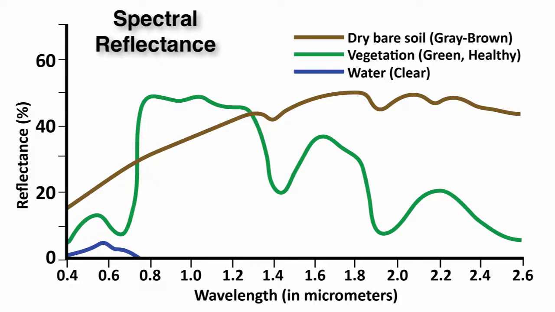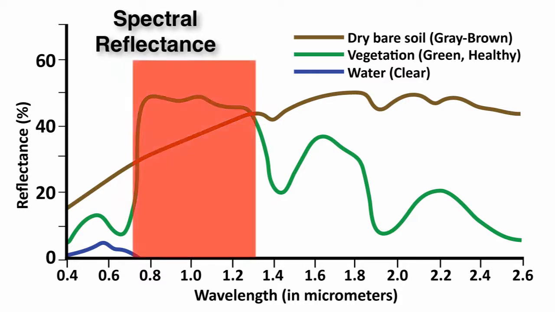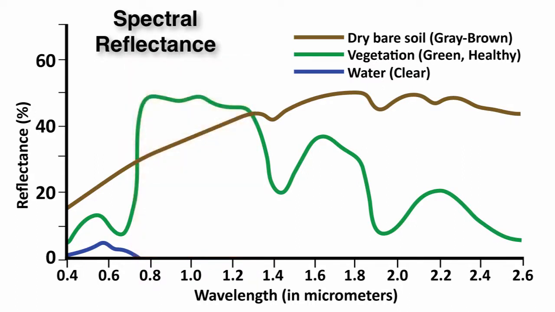And then once you get into the infrared, the reflectivity of water drops almost to nothing. Water happens to absorb infrared light very, very well. So if you hit a water body with infrared light, it absorbs it, so it doesn't enter our collector. Remember, we only get things that are reflected.